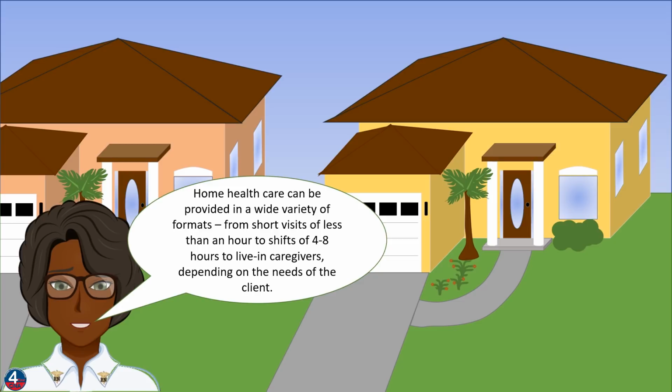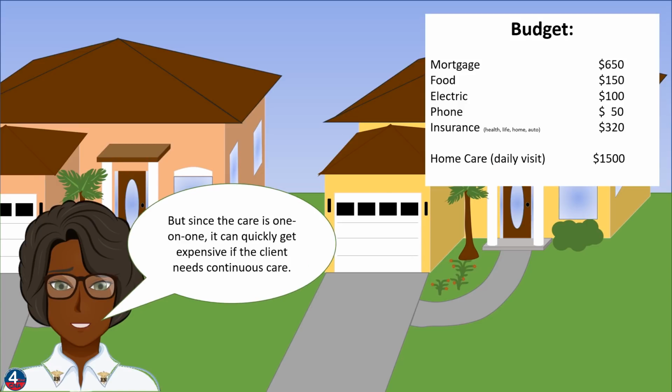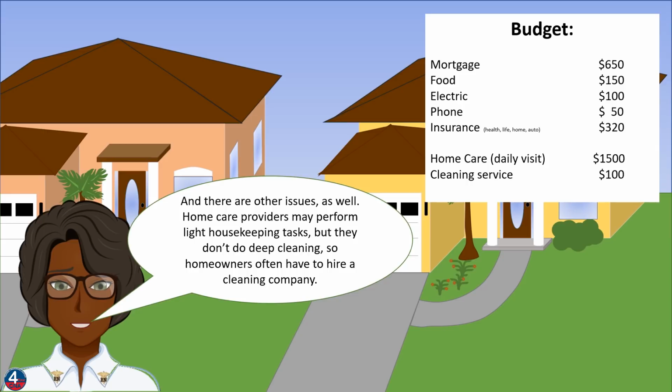Home health care can be provided in a wide variety of formats, from short visits of less than an hour to shifts of 4 to 8 hours to live-in caregivers, depending on the needs of the client. For short-term care provided in periodic visits, this can be a relatively cost-effective way of meeting the client's needs. But since the care is one-on-one, it can quickly get expensive if the client needs continuous care. And there are other issues as well.